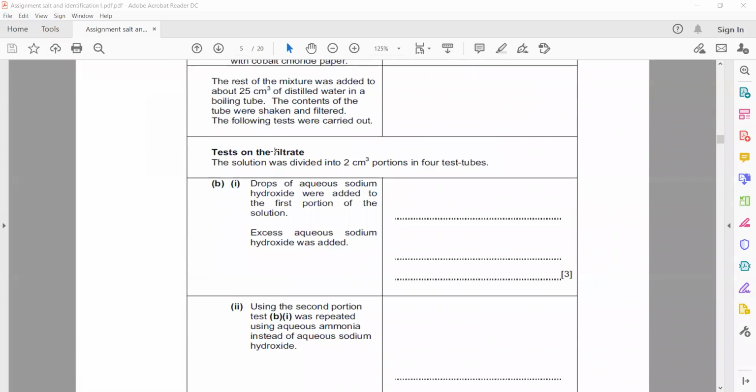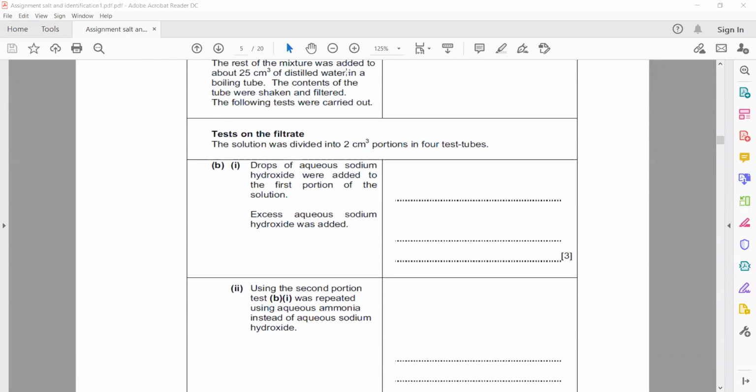Next is test on filtrate. Filtrate is compound B. We know it is zinc, but we don't know what else with zinc. Drops of sodium hydroxide were added to the first portion. If I add sodium hydroxide, what will I observe if there's a zinc salt? Yeah, that's right. White precipitate.